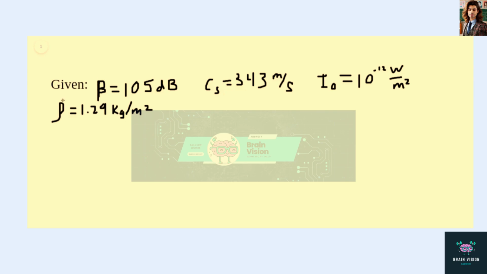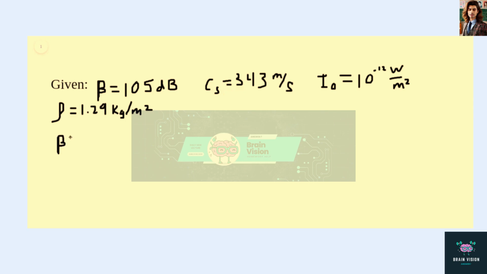So I wrote down some things that we were given both directly and indirectly. We know the decibel level of the speaker is 105 decibels, right? That's how loud the sound is. So that's beta. Speed of sound in this medium, we're going to assume, is C sub S, 343 meters per second. The reference intensity I0 is 10 to the minus 12 watts per meter squared. And then rho is 1.29 kilograms per meter cubed, the density of the air.